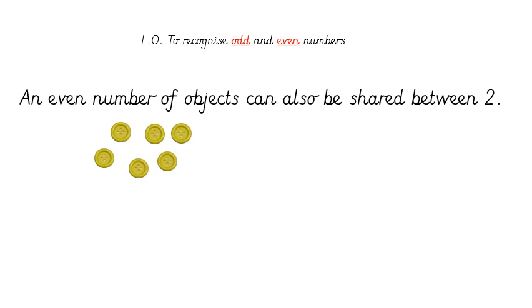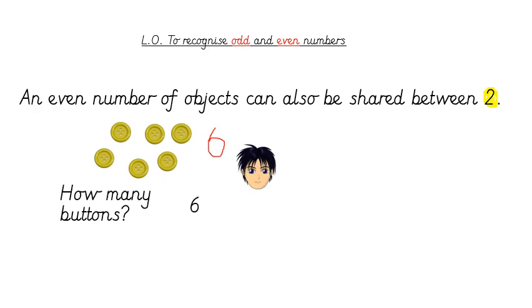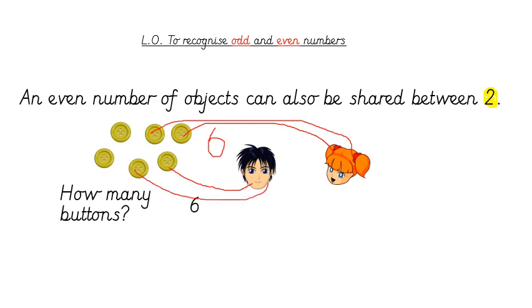An even number of objects can also be shared between 2. So let's count how many there are here, shall we? 1, 2, 3, 4, 5, 6. So there are 6 buttons here. And let's see if we can share them between 2. So how many buttons? 6. Here are 2 people, and we're going to see if we can share them between 2. So 1 to the girl, 1 to the boy, another 1 to the girl, another 1 to the boy, last one to the girl, and last one to the boy.